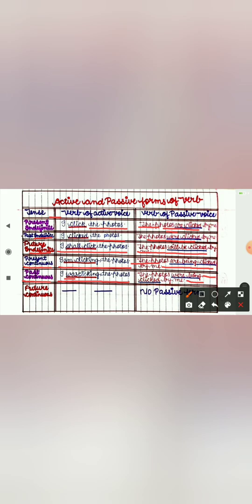So when we have to change a sentence of past continuous tense into passive form, at that time we have to use was, were, being as helping verb, and the third form of verb as main verb. Next tense is future continuous tense. In future continuous tense we do not have any passive form.